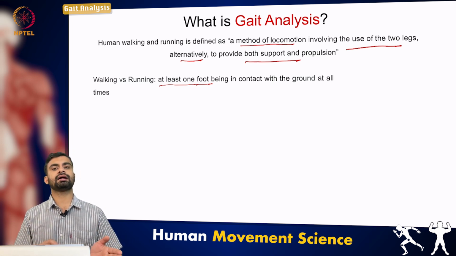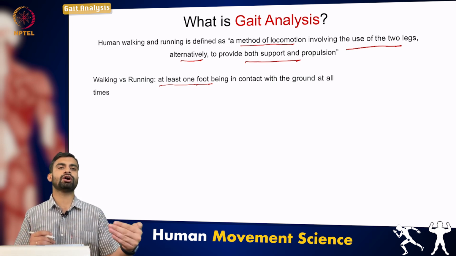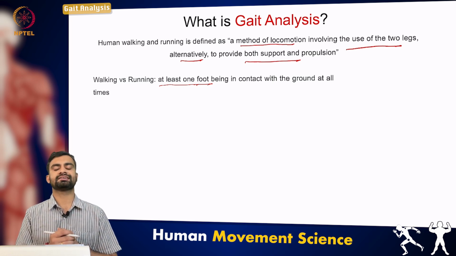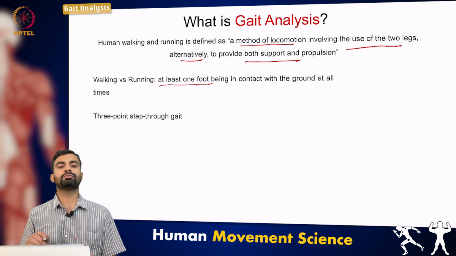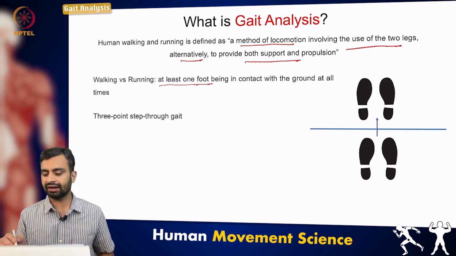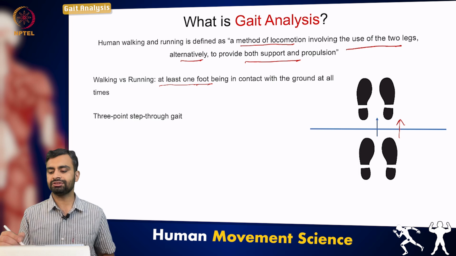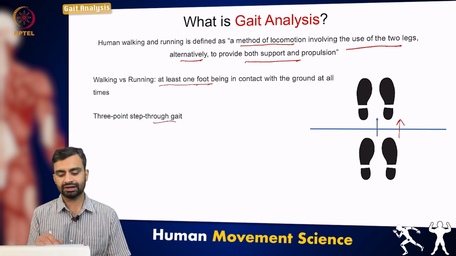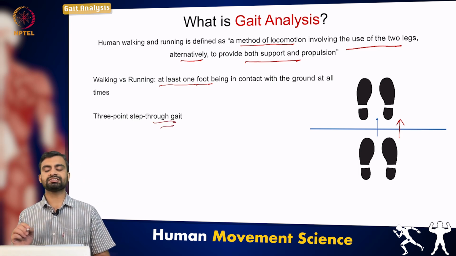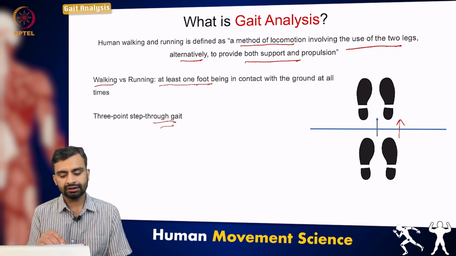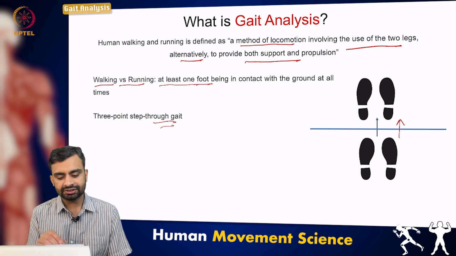However, there are other ways in which we can move our body from one place to another place. For example, hopping with two legs together, which is known as 3-point step through gait. Visually, we stand with both feet on the ground and then, for example, this blue line, we jump across the line. That is also another way of moving our body from one place to another place, known as 3-point step through gait. But we are more concerned in this section with walking, and we will try to see the difference from running also.